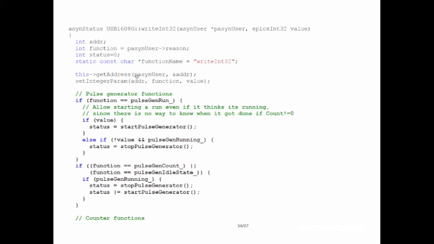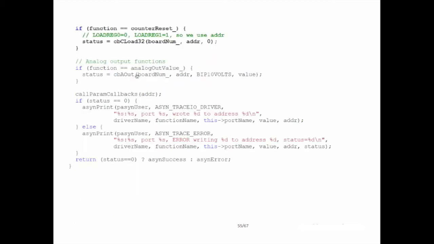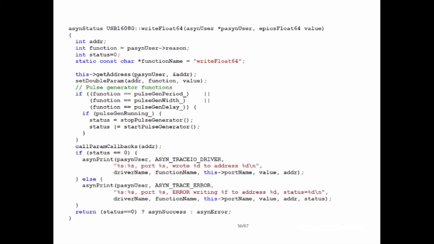When it restarts it, remember it goes and does get double param or get integer param for these things. So now it's going to stop it and then restart it with the new values of the parameters without explicitly passing them to this function. It's going to get them out of the parameter library. Oh no, here I actually was implementing write float64, because what I wanted to do was, if you changed the period or the width or the delay, I want to stop the pulse generator and restart it. But there's your question. It's been set in the parameter library right here, so it's done before we do the guts of the code of this function.